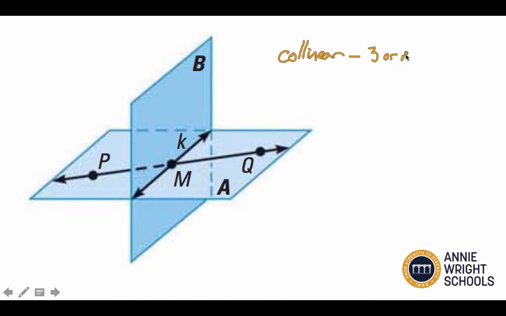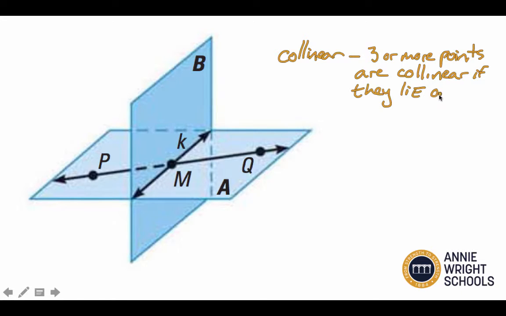Three or more points are collinear if they lie on the same line. So I told you we had 3 undefined terms: point, line, and plane.